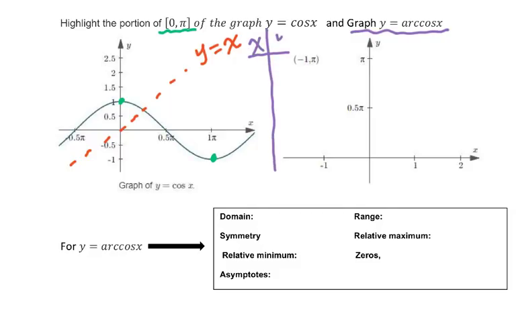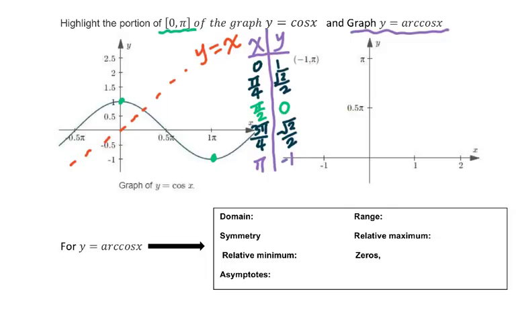Let's switch x and y value. For cosine 0 equals 1, cosine pi over 4, we got square root of 2 over 2. Cosine pi over 2, that's 0. Cosine 3 pi over 4, we got negative square root of 2 over 2. And cosine pi equal to negative 1.